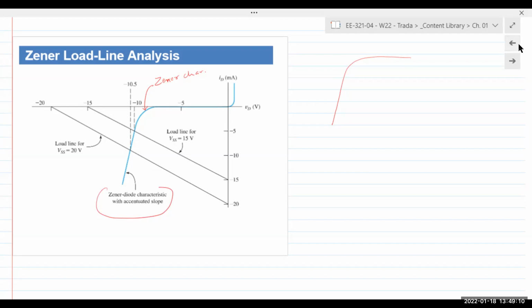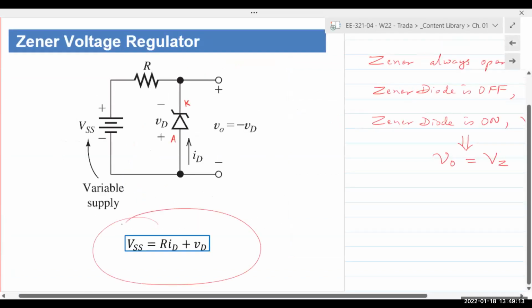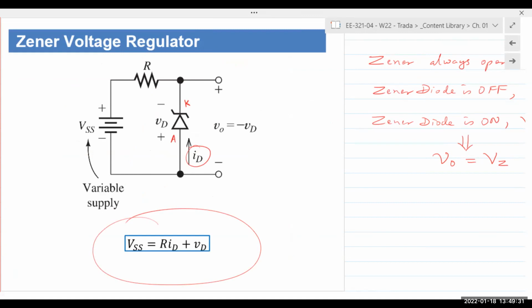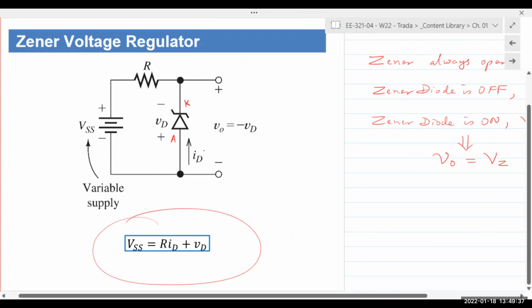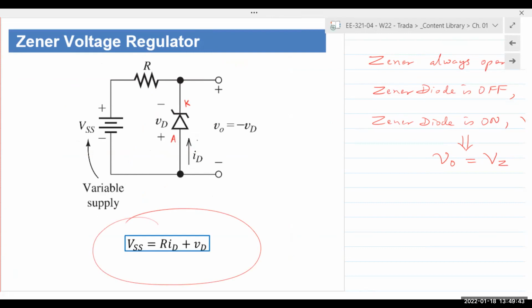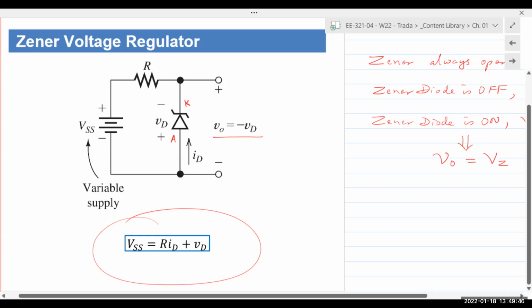We analyze the circuit using the same equation because we have the same three components. We have VSS, we have R, we have VD, that is the Zener diode, and we have the current ID flowing through that Zener diode. Note the polarity and the direction of that current, right? We are still referring to the same anode to cathode, meaning anode is positive, cathode is negative. Diode voltage VD is always measured at the anode with reference to the cathode. So V out reference is plus here and minus there, which is the opposite of the diode voltage. So V out is minus VD.